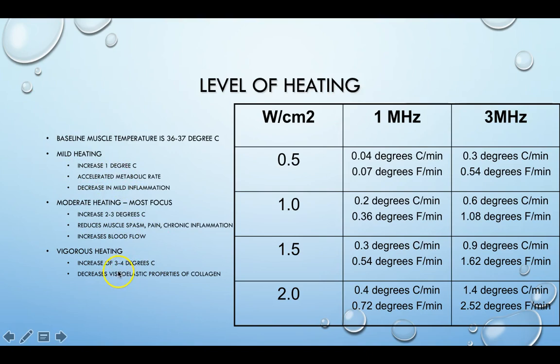Depending on the goals for this treatment, we have to think about our levels. Most often, a lot of our work is about reducing spasm, pain, chronic inflammation, maybe increasing blood flow. That would be a lot of our reasons for using thermal ultrasound. But we might be up here in this vigorous heating trying to decrease the viscoelastic properties of the collagen, to get it to relax and be more stretchy. Very rarely are we just trying to accelerate the metabolic rate and decrease mild inflammation. So we're usually up in these two.